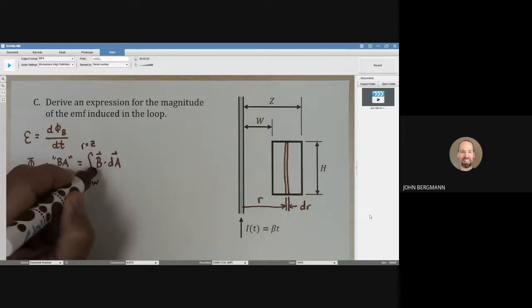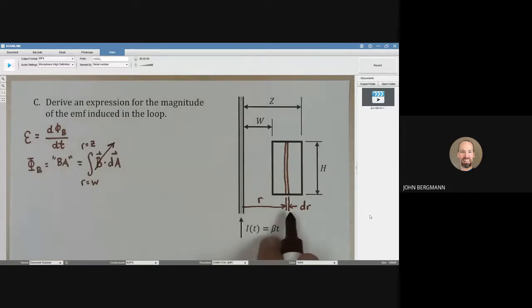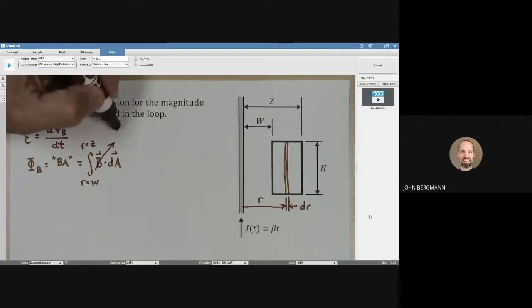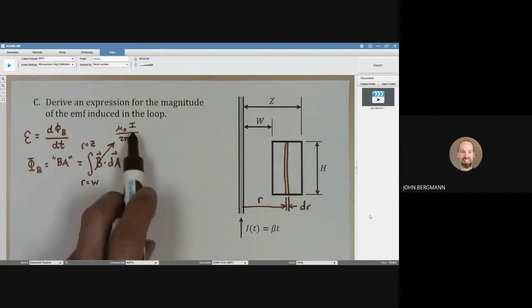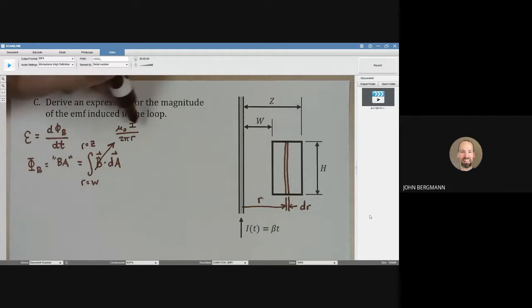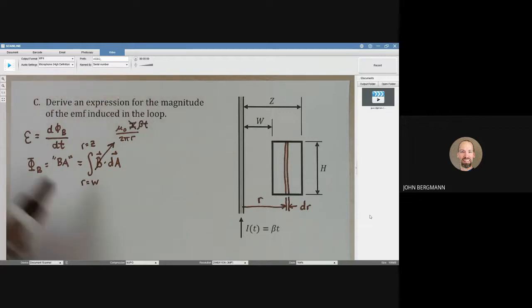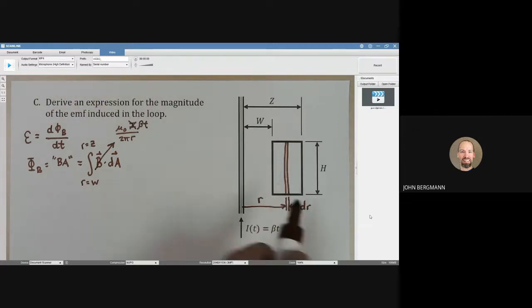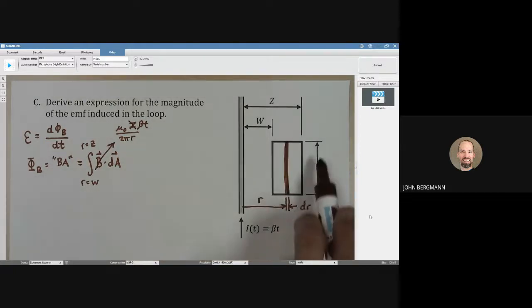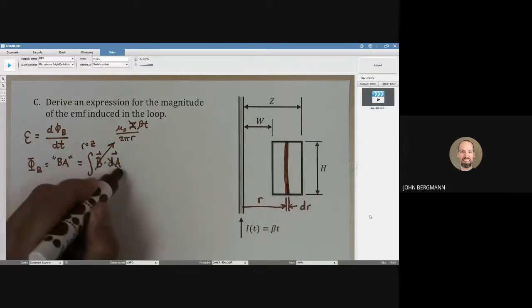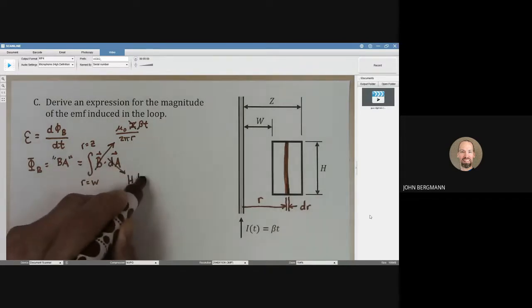The magnetic field strength away from a wire is given by mu naught times the current in the wire divided by 2 pi times r. So we derived that a long time ago. And specifically here, I can be written as beta times t. So let me scratch off this I here and put beta times t. Now what's dA? dA is this little segment right in here. dA, you can see, is a little rectangle having the dimensions h and dr. This little dA portion here is going to be h dr.